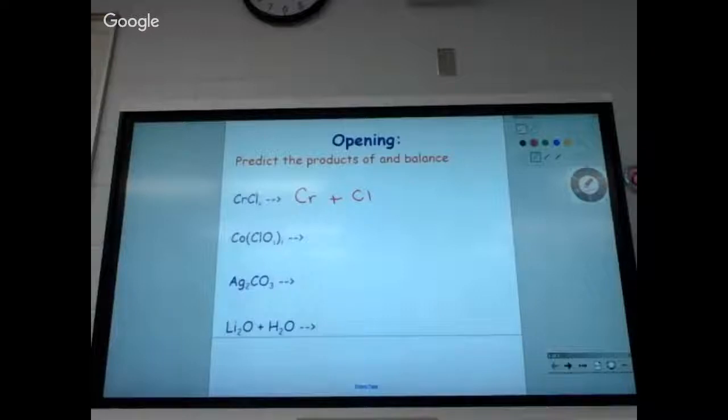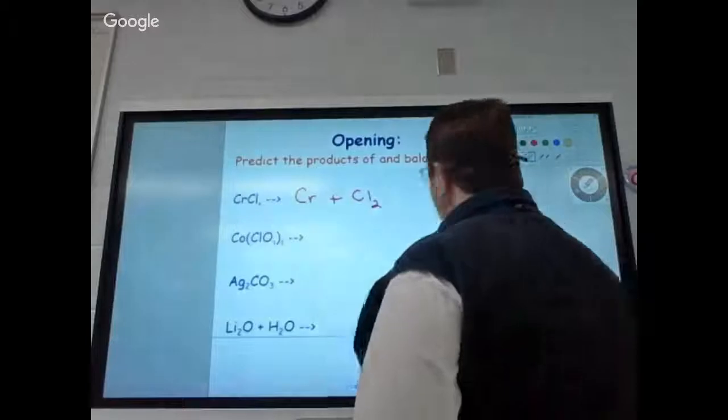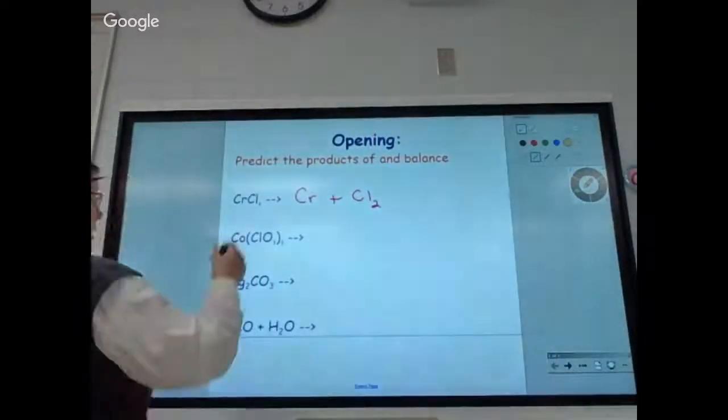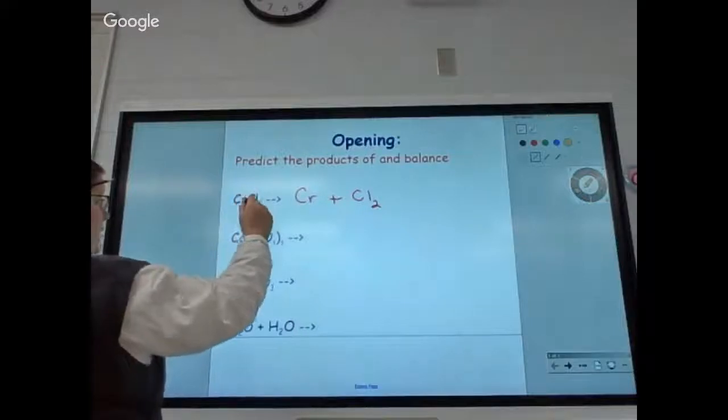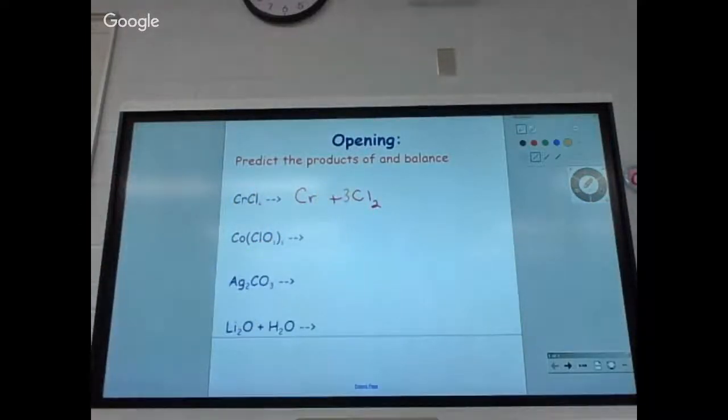Are they diatomic? Are either one of those elements diatomic? Cl is diatomic. So what do we do to the Cl? Out of 2. Now, is it balanced? No. So the only thing that's not balanced is the Cl, right? How many are here? 6. How many are here? 2. So what am I putting here? 3. Voila. Questions?